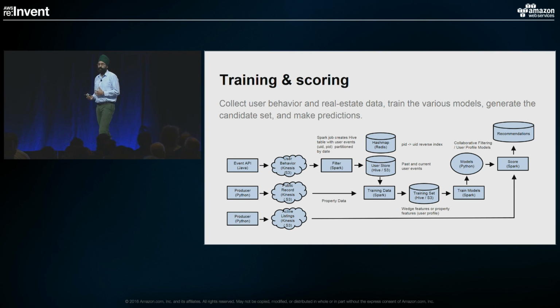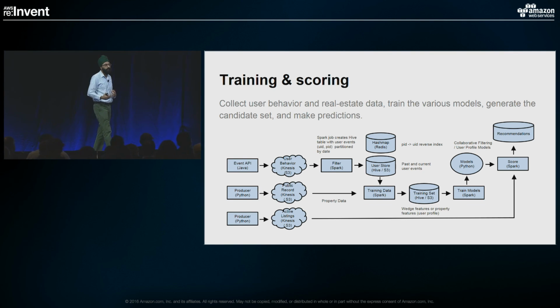Then for the user behavior data, we use Spark EMR to filter that data to what we care about. A lot of events we don't care about. And we store it in our user store, which is Hive backed by S3. There's also a Redis store which stores the reverse index, which for the Wedge County algorithm is important, because you need to look up all the users that interact with the property. So the key here is the property ID, and then you have a vector of users. So that's also computed.